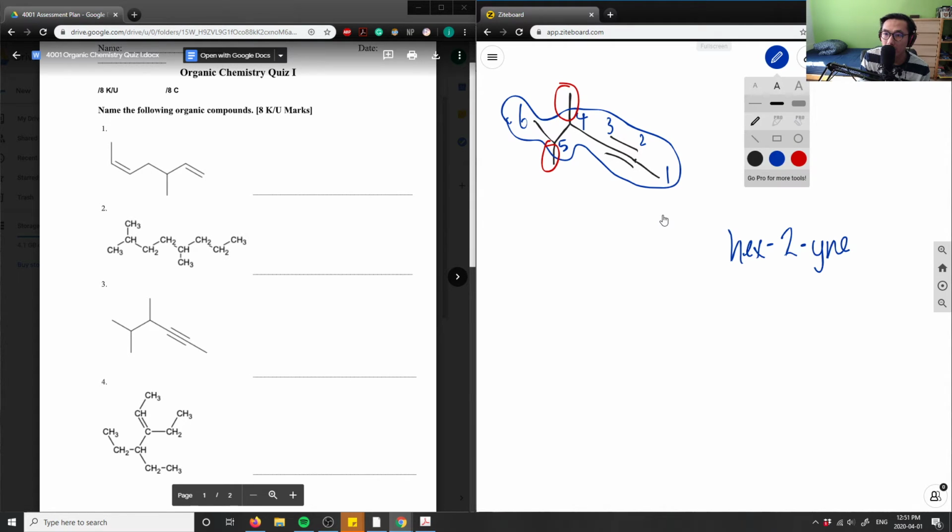And then now we have to do our side chains, right? We have a side chain here. The lowest number here is 4. And then we have another one, 5. So at 4, this is just one carbon, so another methyl group.